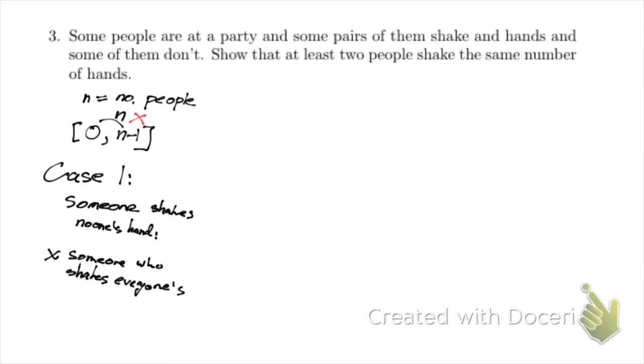Okay, so in this case, the possible range of hands that someone could shake is 0, because we know there's a person that shakes 0, up to n minus 2, because we know no one shakes n minus 1 hands, because that would be shaking everyone's hands. Okay, so given that, by the pigeonhole principle, this is n minus 1 possibilities, so we have n minus 1 pigeonholes and n pigeons.